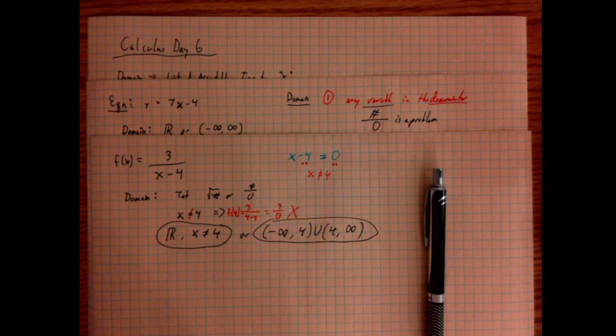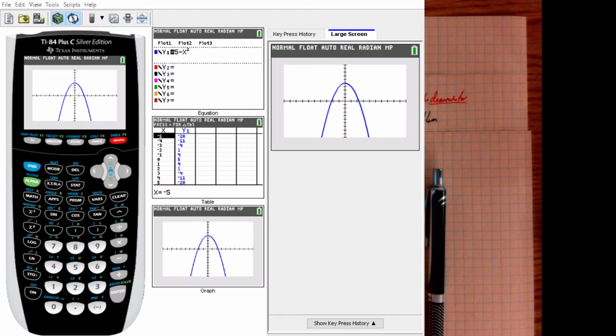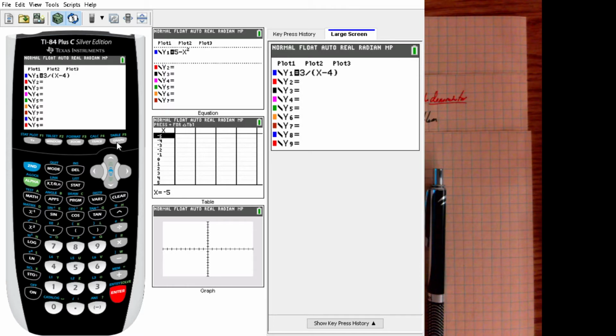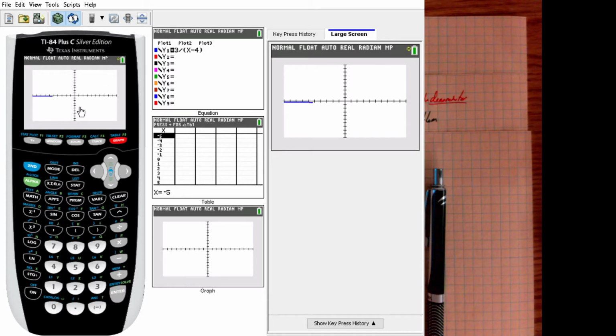I'm going to go to my graph real quick. Pull this thing up. There it is. I go to graph. Clear this out. And let's type this in. So 3 divided by, I'm going to put that in parentheses to make sure I get it right, x minus 4. If we're right, then at 4 something weird should happen.